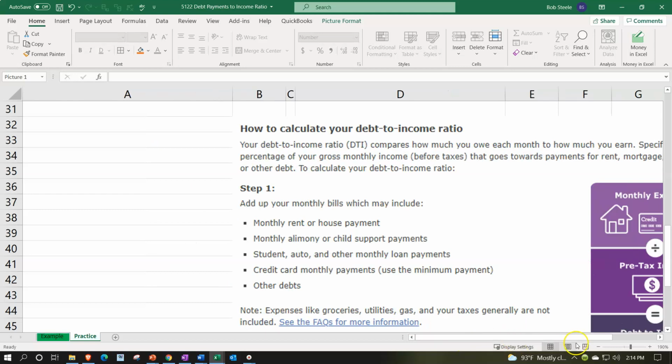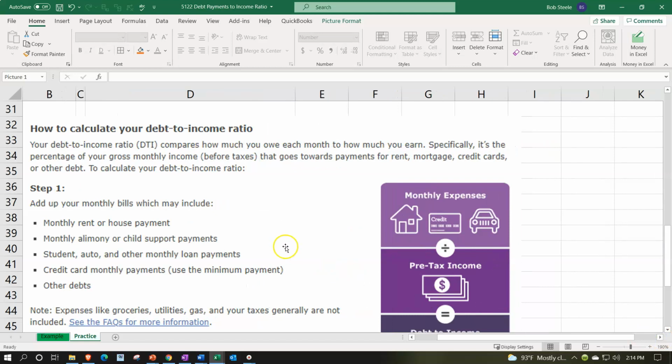How to calculate your debt to income ratio. We have your debt to income, which they're calling the DTI, compares how much you owe each month to how much you earn. Specifically, it's the percentage of your gross monthly income before taxes. They're taking it before taxes that goes toward payments for rent, mortgage, credit cards, or other debt. Now, notice this goes a little bit away from the debt, possibly, because they are including some components, such as if you have a mortgage, obviously that's a part of your debt payment. Credit cards are debt payments that you're going to be making.